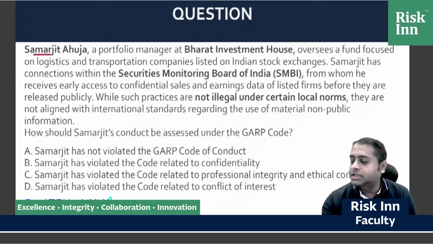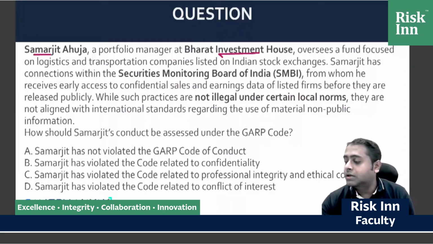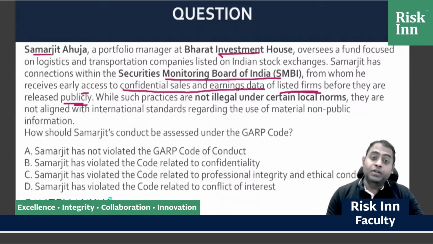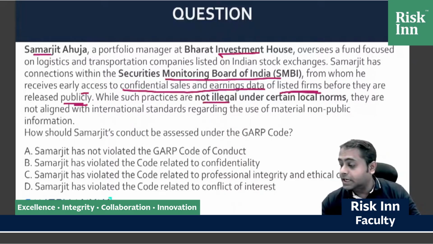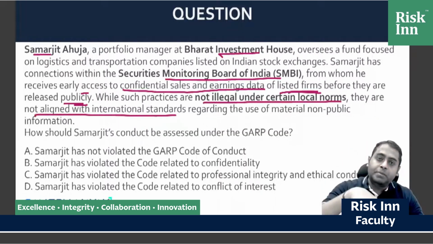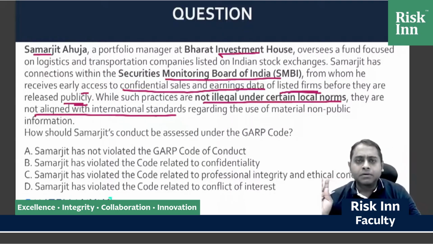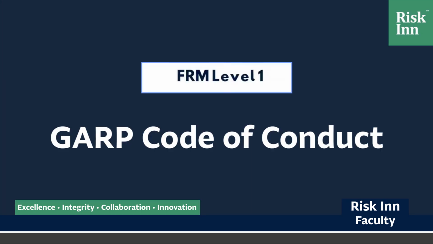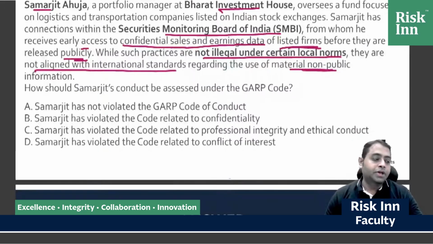Okay, Samarjit is working for a Bharat investment house and oversees a fund focused on logistics businesses. Samarjit has connections within the regulator, from whom he receives access to confidential share and earnings data of some of the listed firms before it is publicly released. He is getting it before them. While this practice is not illegal under certain local norms, it is not aligned with international standards. It means in the country where he is operating, it is normal, everybody is doing it. Regarding this material non-public information, is there a breach? If yes, then why? Chalo, read all the options.